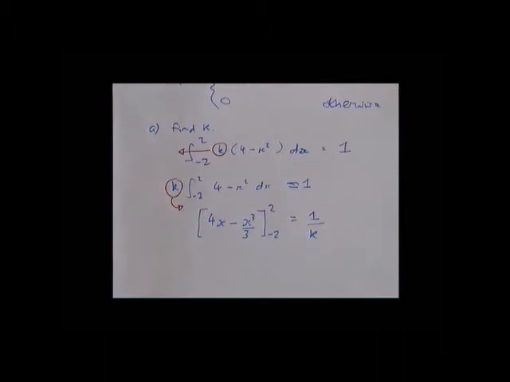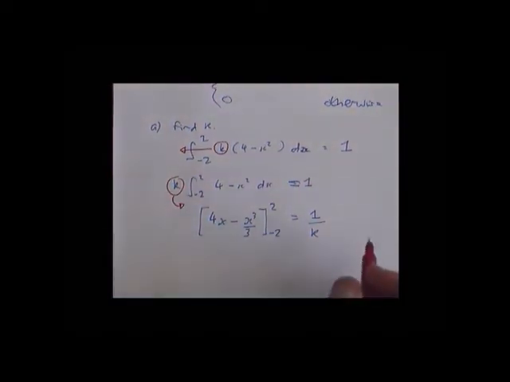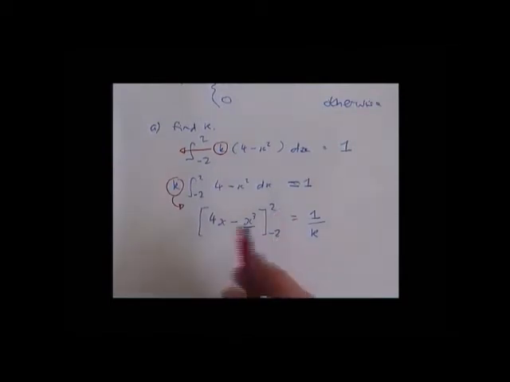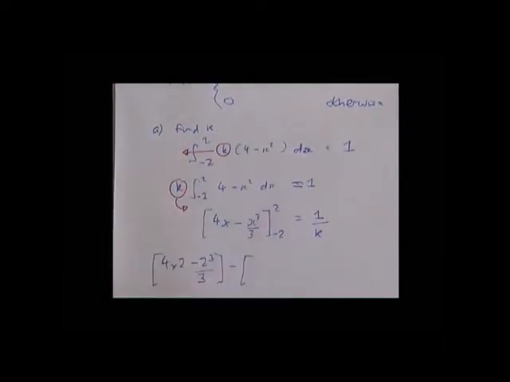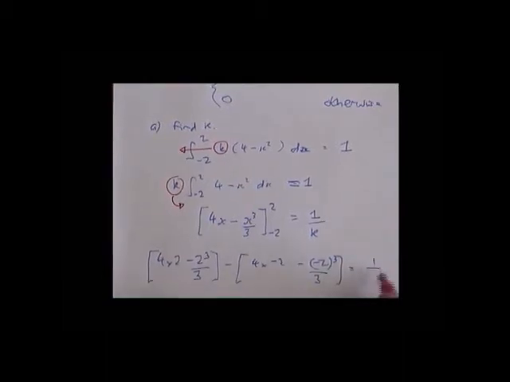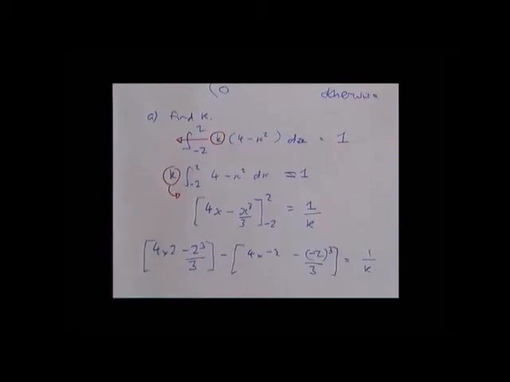What would happen next if I was doing integration, Matthew P? You would put those values in and subtract. Yeah, I'll put those values in. First of all, I'll substitute the 2 in. So I get 4 lots of 2, take away 2 cubed over 3. Then I will substitute the minus 2 in. If you can work that out, you will find out what 1 over k is, and then you should be able to find out what k is.